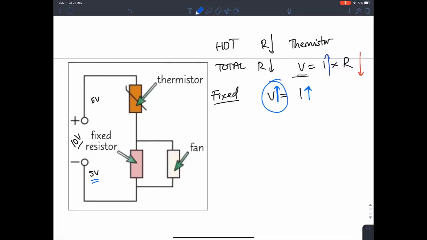So instead of going from 5, it might go to 8. Again, this now becomes 2 volts because remember they get shared. Then the fixed resistor and the fan are parallel, which means that whatever the fixed resistor voltage is, the fan will copy that. So the fan's voltage also increases to 8 volts. And as a result, the fan speeds up. So that is the fixed resistor.